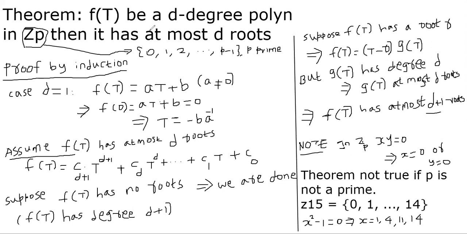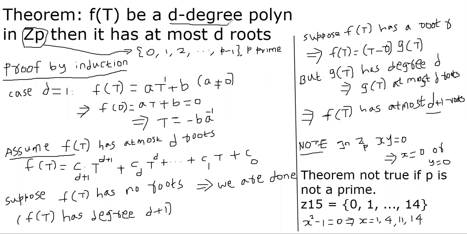Consider the case that the degree d is 1. What is a 1-degree polynomial? A 1-degree polynomial means f(t) will be a times t plus b, that's 1 degree, right? Because the power of t is 1. We have to assume a is not equal to 0, otherwise it's a constant polynomial. We are talking about a non-constant polynomial. This is implicitly assumed here.